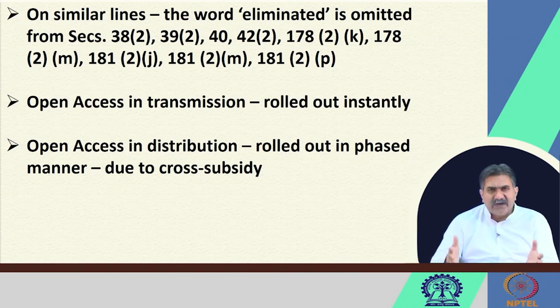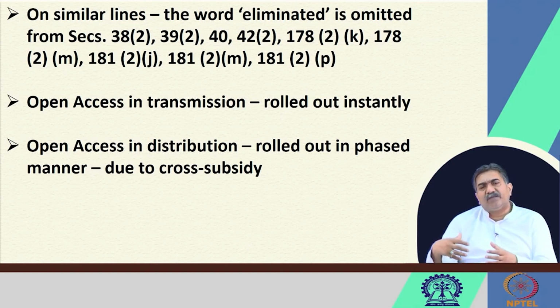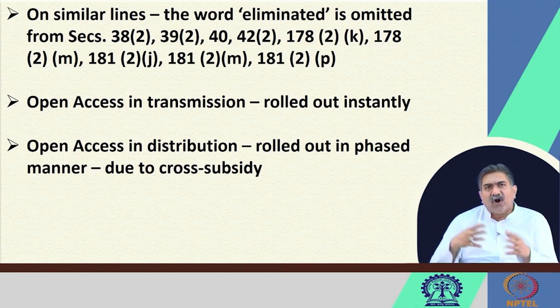So, be it the provisions with regard to open access in transmission segment, be it in the distribution related segment, be it the power of the commission to frame regulations, in all this you would find that the reference of elimination was dropped. And one would say that this is something where a kind of reconciliation was done. Reconciliation was done between what ought to be achieved and what is feasible to achieve.